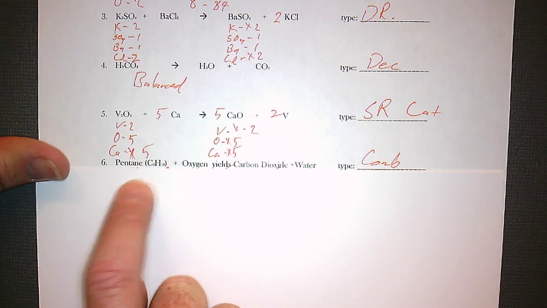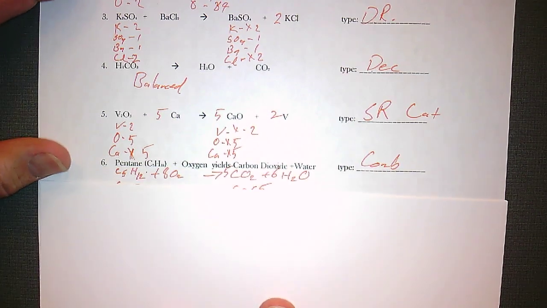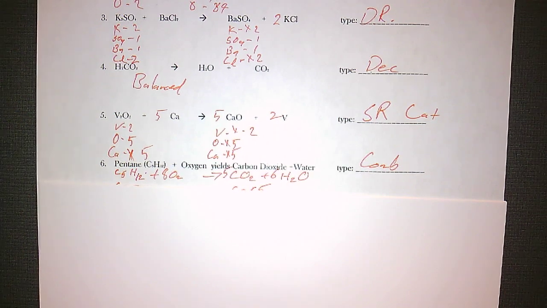If I give you an organic compound, I will give you the formula. All right. So it should be C5H12 + 8O2 yields 5CO2 + 6H2O, and that is a combustion reaction.